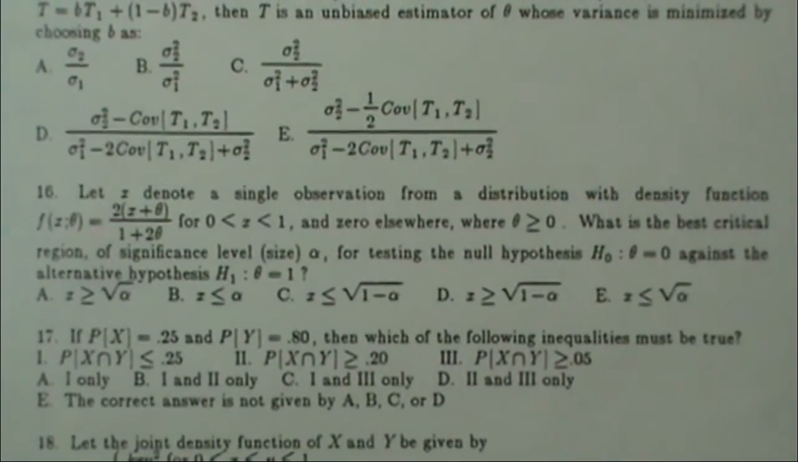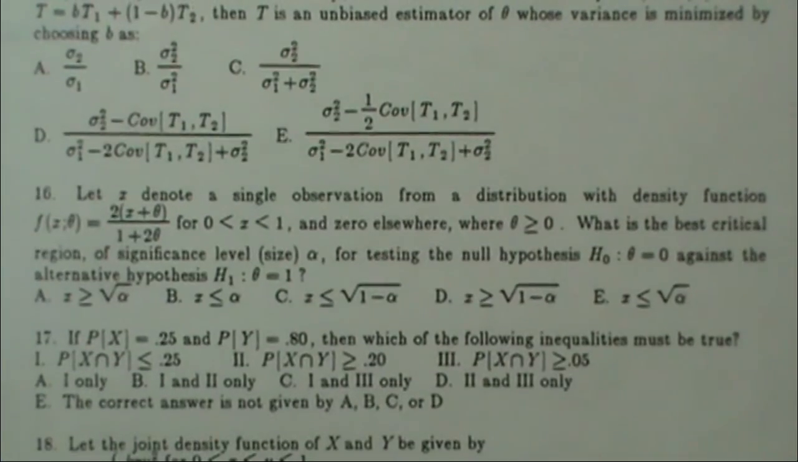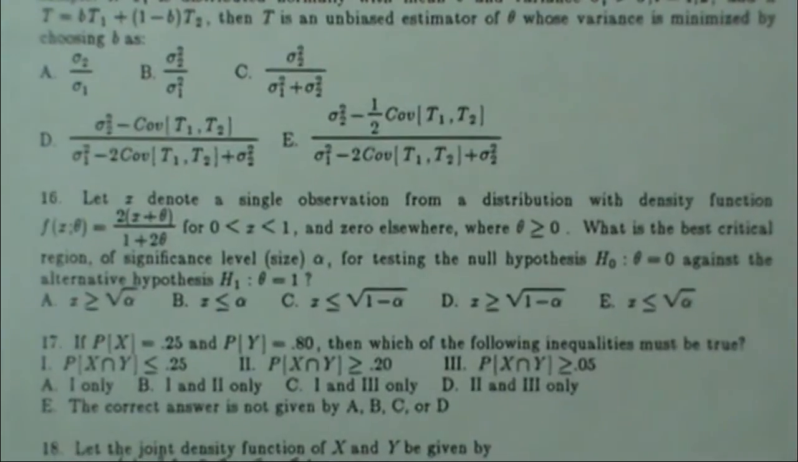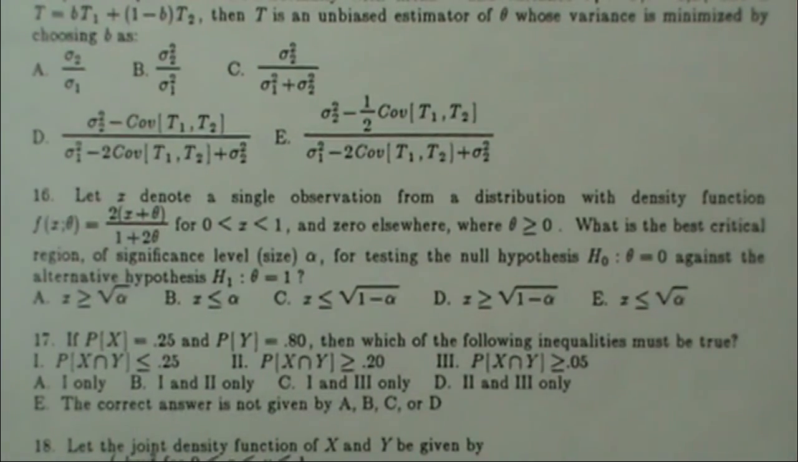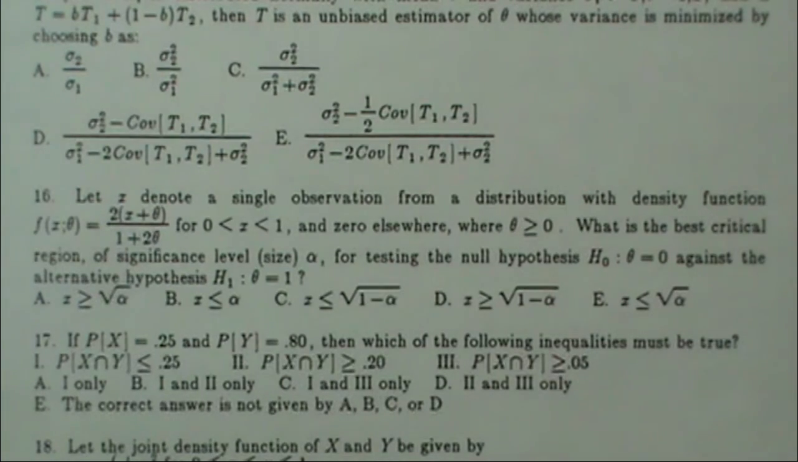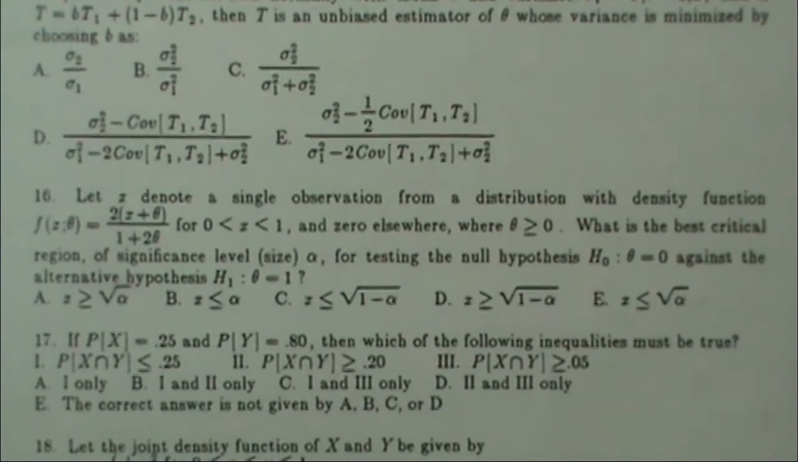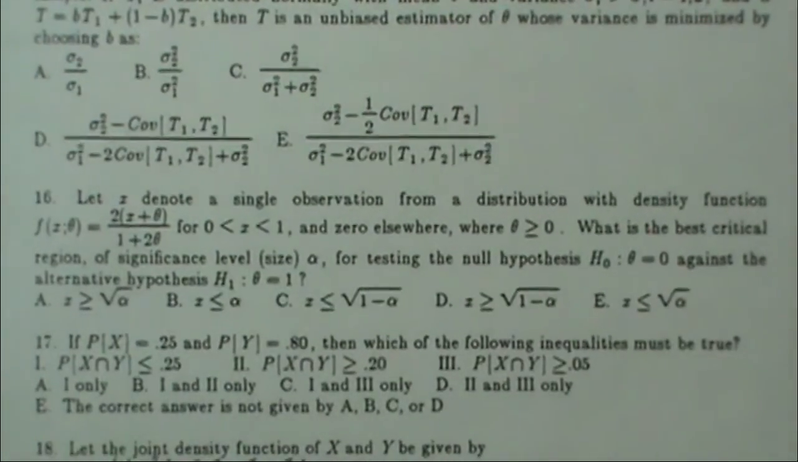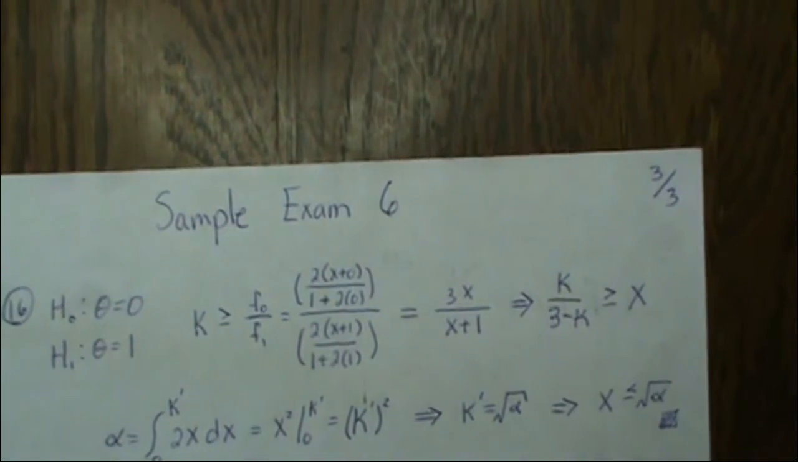Number 16. Let X denote a single observation from a distribution with density function f of x given theta, for x between 0 and 1 and 0 elsewhere, while theta is greater than 0. What is the best critical region of significance level alpha for testing the null hypothesis that theta is equal to 0 against the alternative hypothesis that theta is equal to 1? Number 16.